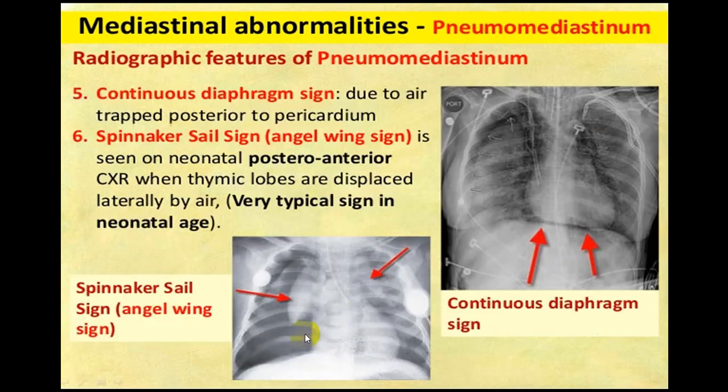Normally you cannot make out the diaphragm line here. You cannot see this. But when you see the diaphragm and cardiac border separated out, it is called the continuous diaphragm sign. So when you see a continuous diaphragm sign, it is one of the findings in a case of pneumomediastinum. So that is because of pneumomediastinum, and because of a pneumothorax.